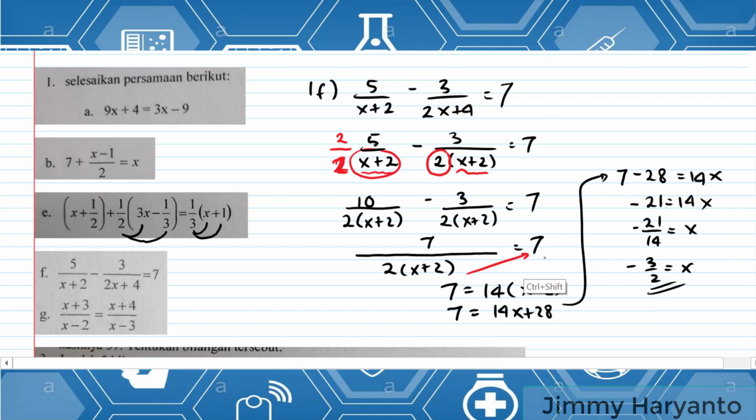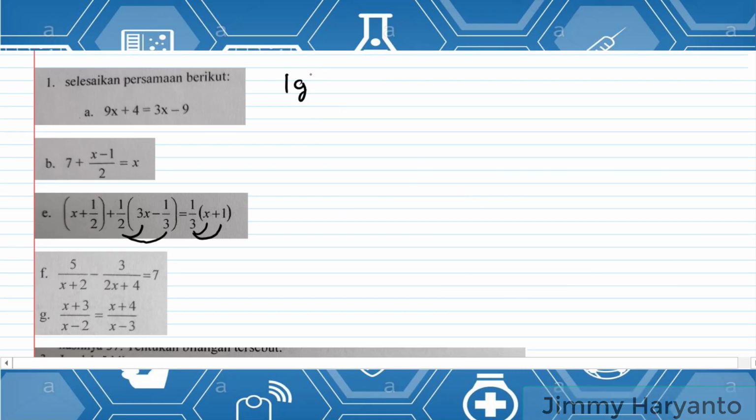And then 1g, we have (x plus 3) over (x minus 2) equals to (x plus 4) over (x minus 3).